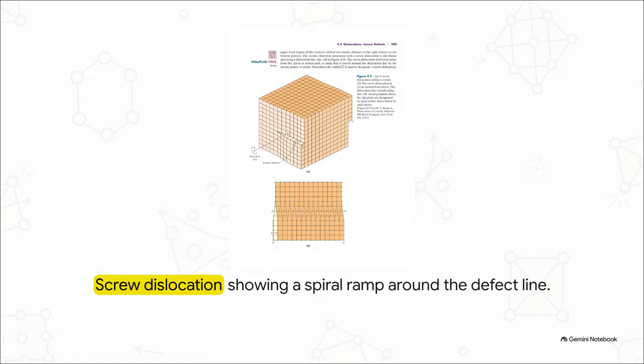Alternatively, if we apply a shear stress, think of twisting or sliding the top of the crystal relative to the bottom, we create what's known as a screw dislocation. Notice how, instead of an extra wedged half-plane, the atomic planes are shifted to form this continuous winding spiral ramp that twists all the way around the defect line. Now, in the real world, you rarely ever find just a pure edge or a pure screw dislocation. You mostly find mixed dislocations that sort of weave through the material, exhibiting a little bit of both.